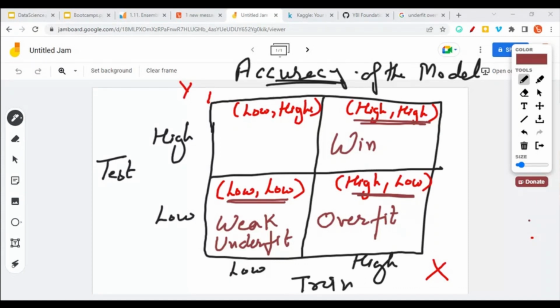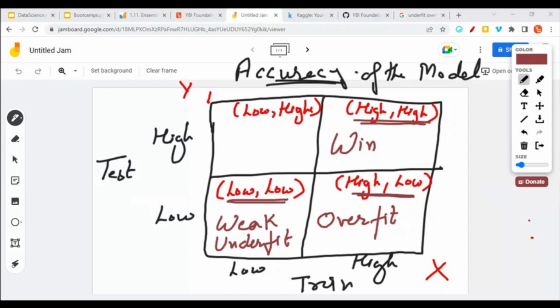So never get satisfied with only one. We said, training sample mein accuracy bahut achhi aa rahi hai, test mein nahi aa rahi, toh kya? So what? No, it matters. It means that it is an overfit model. It's not a good model. It's not a winning model. When the accuracy is low in both, of course it is a weak model.